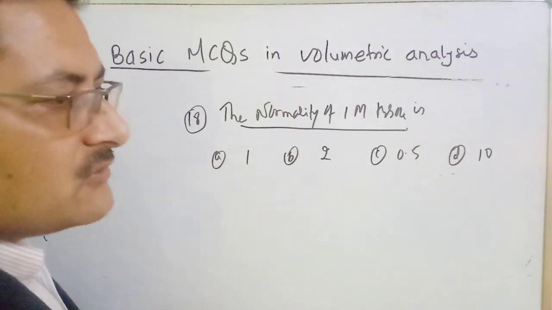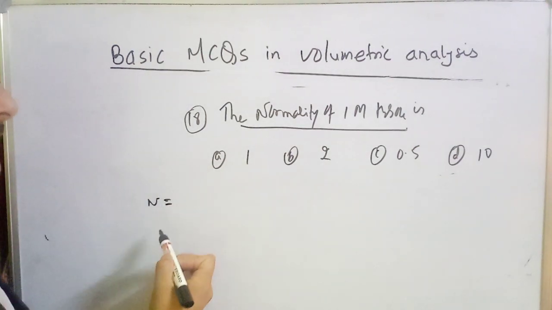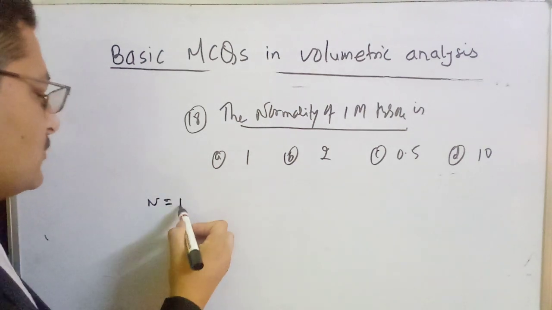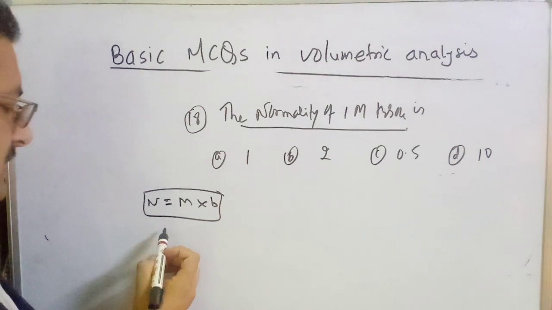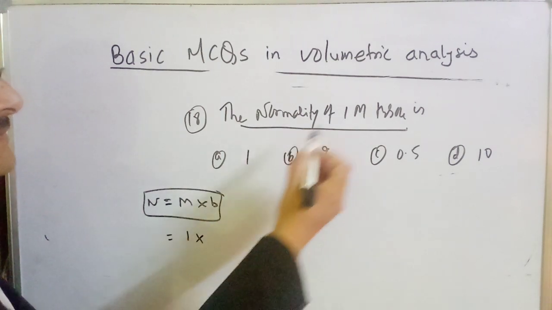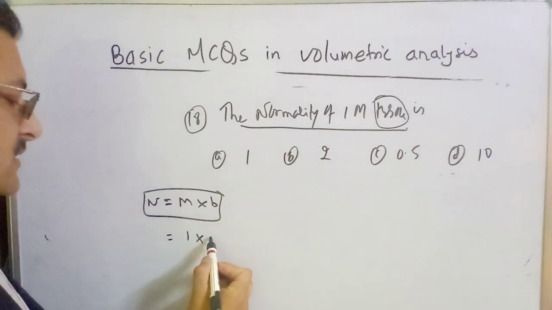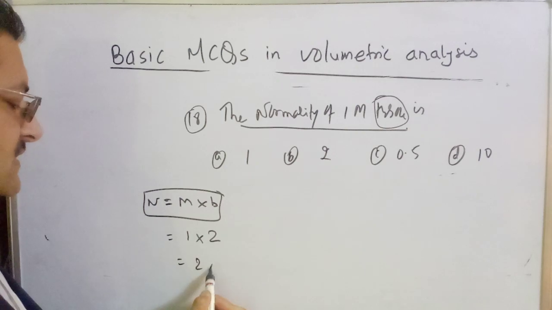Normality and molarity relation, you must know it. So you know normality equals to molarity into basicity. This is the relation you know. So normality equals to molarity into basicity. Molarity is 1 we have, and basicity of sulfuric acid is definitely 2, as it has got 2 displaceable hydrogen in sulfuric acid. So it's 2 normal.